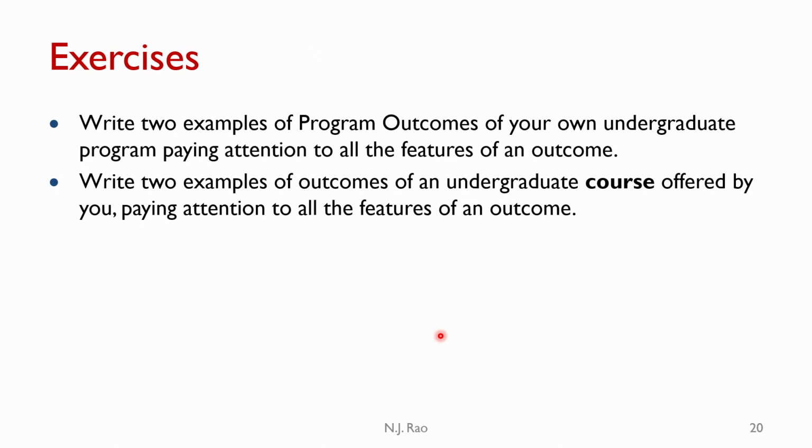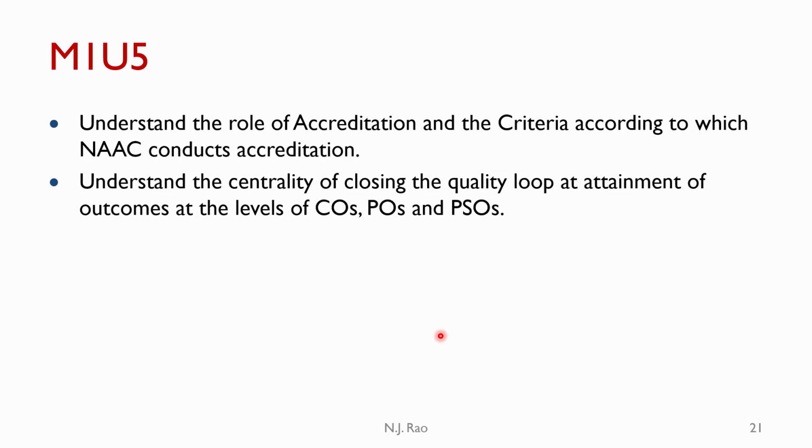And in the next unit, 5, we try to understand the role of accreditation and the criteria according to which NAAC conducts its accreditation, and also understand the centrality of closing the quality loop at attainment of outcomes at the levels of COs, POs and PSOs. Closing the quality loop is the central principle of any accreditation process. We will elaborate that later.